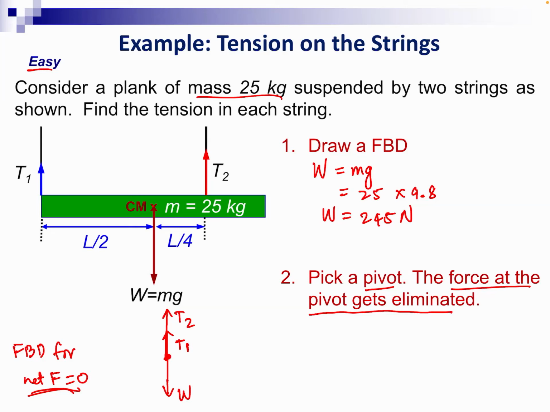So in this case, which would be a wise choice for the pivot? It will be either T1 or T2. You're right. It doesn't make sense to put the pivot at the center of mass where the weight force is, because then you eliminate the only thing that you know, which is the weight force. But you have two unknown forces, T1 and T2. So if you put your pivot at either T1 or T2, then you eliminate one of the unknown forces.